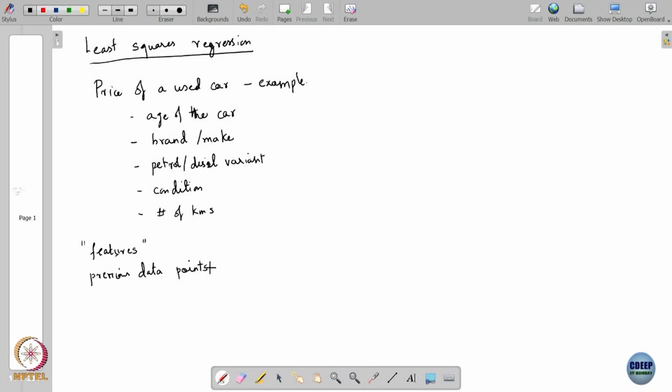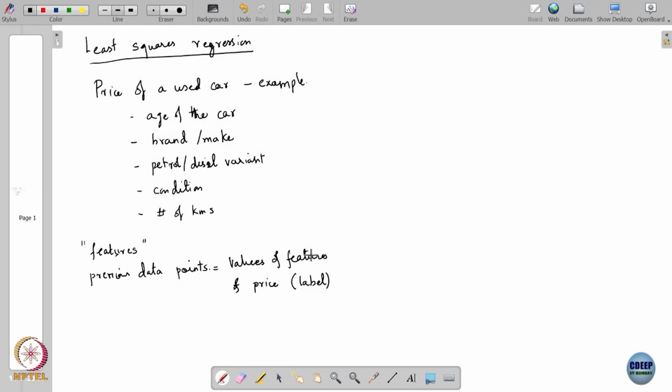Okay. Now, previous data points, what do these previous data points correspond to? They give you a list of features, they give you values for features, and they tell you the price at which the car sold. Okay. This price is what we call a label.